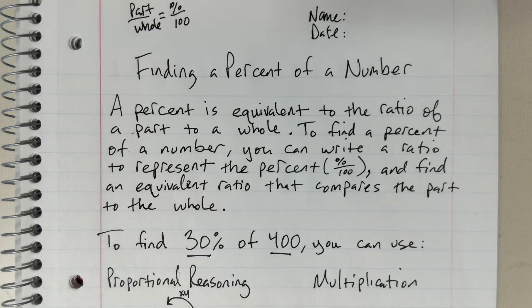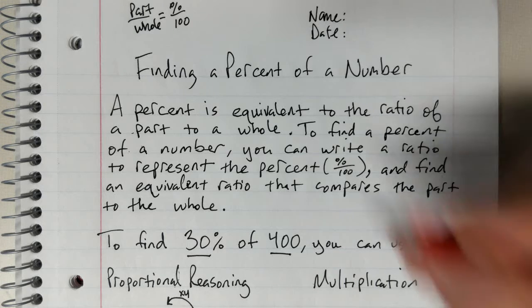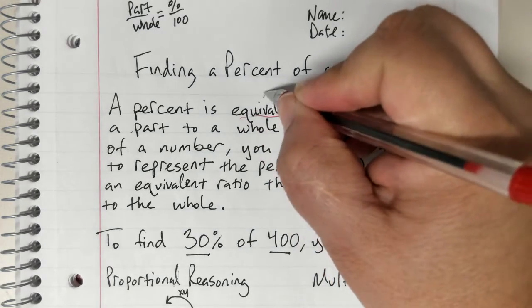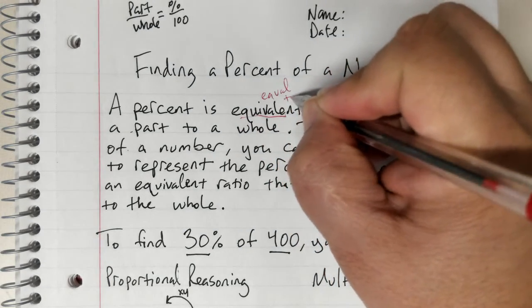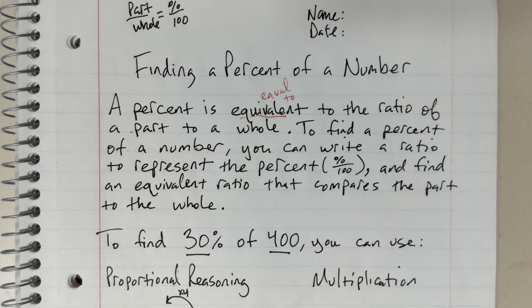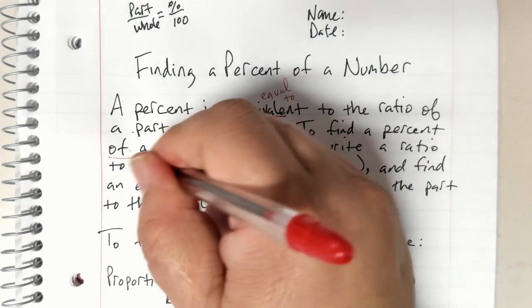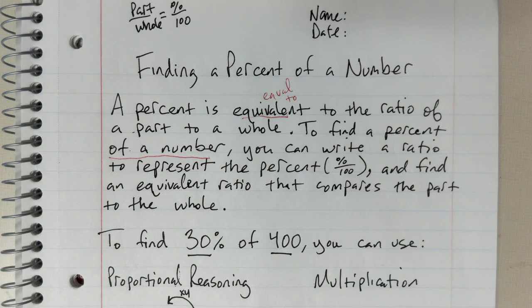Also, remember that we're using the proportions part over whole equals percent over 100 as one way to solve these. So it says a percent is equivalent to the ratio of a part of a whole. If you remember, equivalent means equal to. To find a percent of a number, you can write a ratio to represent the percent, and we always write percent as over 100, and find an equivalent ratio that compares the part to the whole.